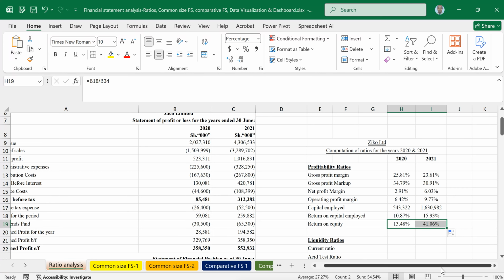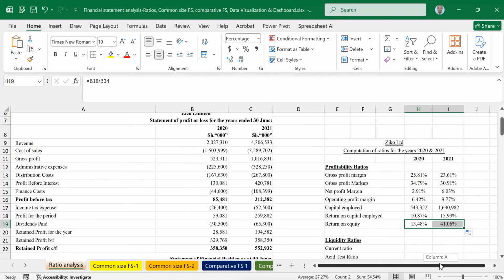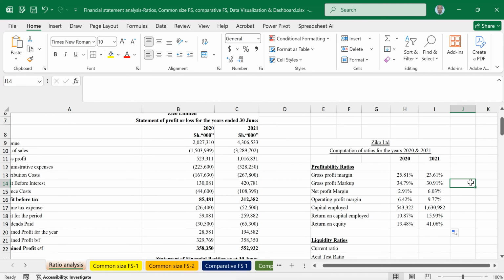If you have to provide comment the way part B of the question wanted, then if you look at 2020 and 2021 for profitability, margin 2020 is better than 2021. Markup 2020 is better. Net profit margin 2021 is better. Operating profit margin 2021 is better. Return on capital employed 2021 is better. Return on equity 2021 is also better.